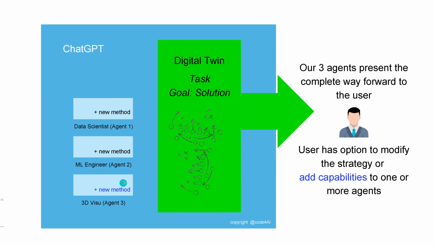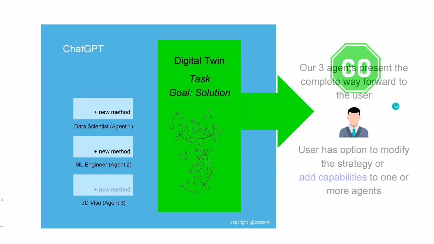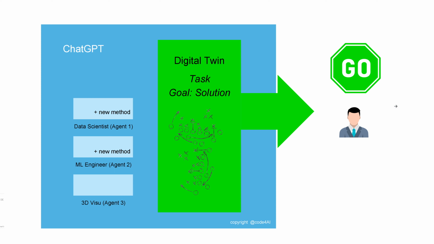So you see here, I have here a new methodology now for our 3D visualization agent. Whatever there is, we just want that our system has these fundamental capabilities. And then when we have decided here in the digital twin simulation, this is it. This is what we want to do. This is our way forward. We have a go.